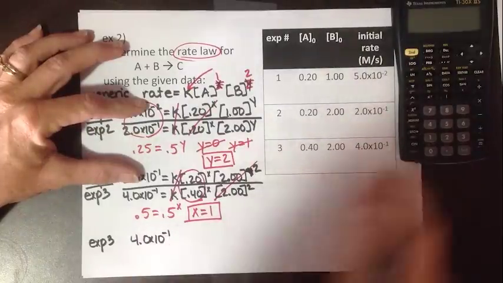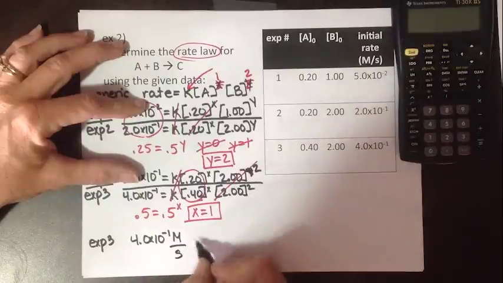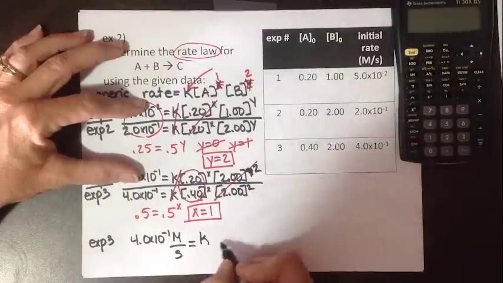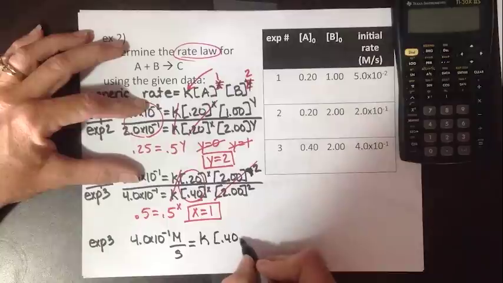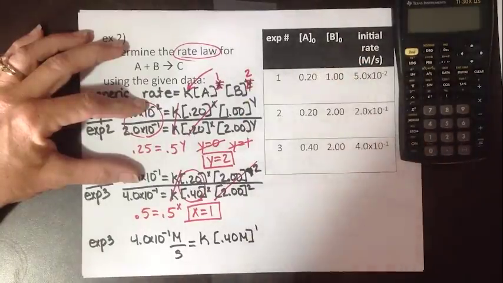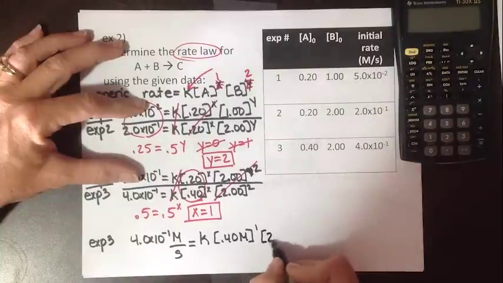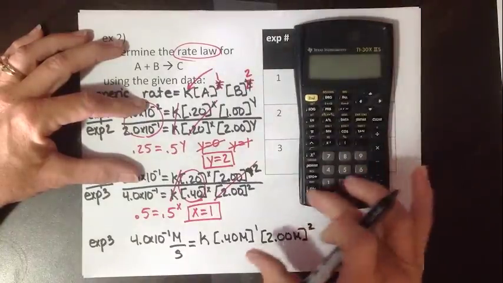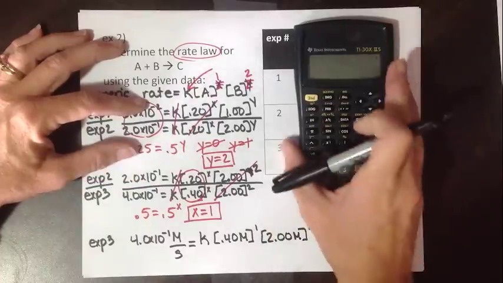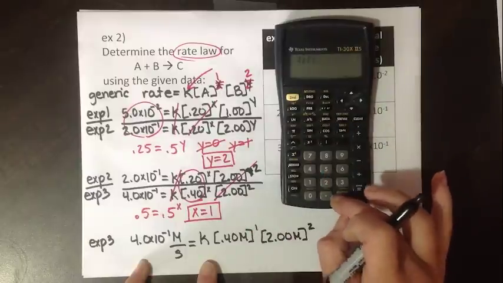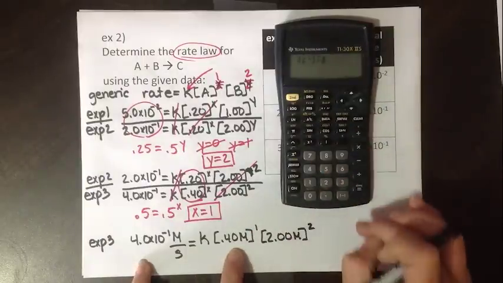and now I'm going to watch my units. Molarity over seconds equals K, which I'm solving for. A is 0.40, and the brackets mean molarity, but I'm going to write it out now. And that's to the first power. And B, molarity, and that is to the second power. So I'm literally going to pull out a calculator and calculate in front of you, clear out all those problems. So 4 times 10 to the minus 1 divided by 0.4.